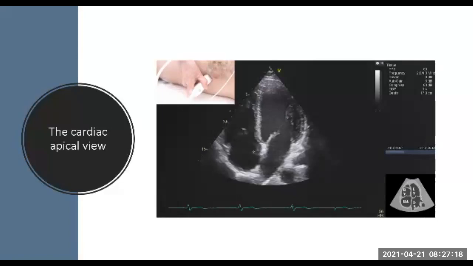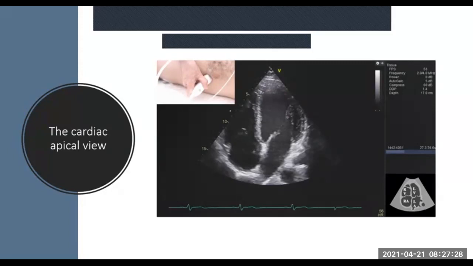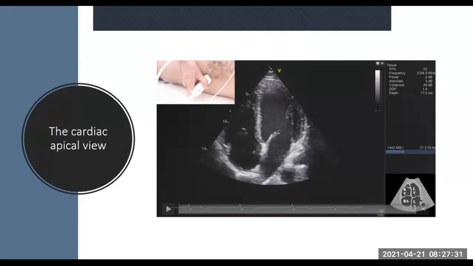Okay. But there's one little caveat to this whole thing. Notice what she's using, all right? That's a cardiac probe. It's basically the same as our probe, but it has a very small footprint, all right? So it can get in between the ribs. So that's why they're getting such beautiful views.